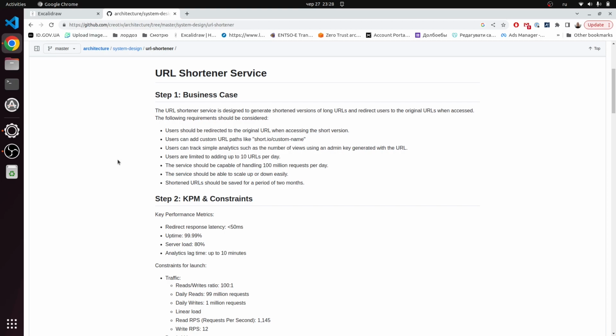to not DDoS our solution with too many URLs from one user. The service should be capable of handling 1 million requests per day. It's not as much as you may think. The service should be able to scale up or scale down easily, so we will use something like scale groups or things like that. Shortened URLs should be saved for a period of 2 months. This is basically one of the business limitations that we have.